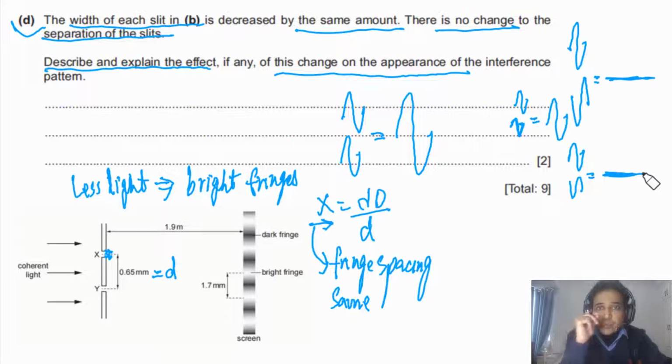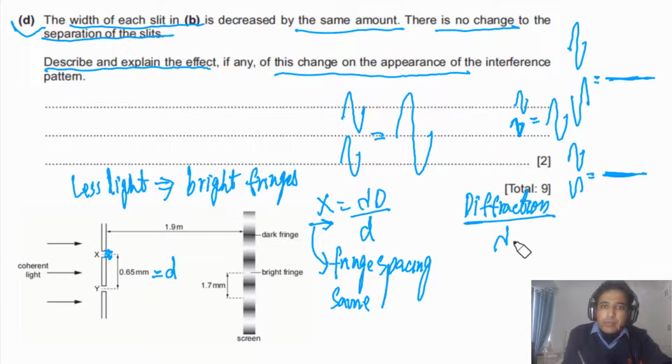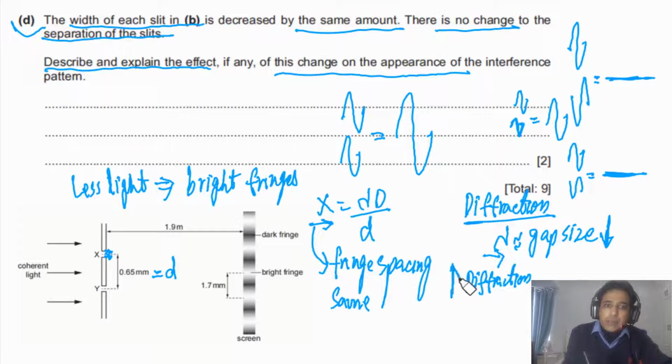One thing more we need to understand is diffraction. One very important point about diffraction: when lambda of the wave is almost equal to the gap size, significant diffraction takes place. But if we decrease the gap size and keep the wavelength the same, diffraction increases. Diffraction increases as the gap decreases, and vice versa is also true.